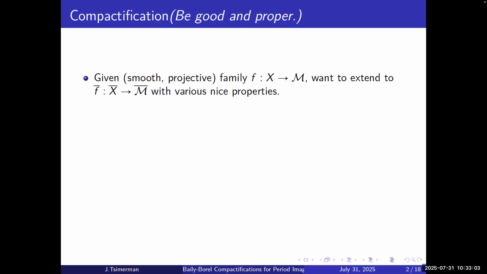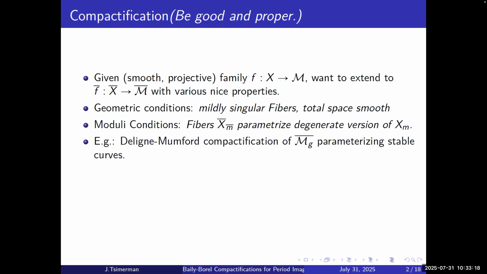You want various nice properties to hold. There's often many ways to compactify it. You're looking for a good one. So one thing you might want is some sort of geometric conditions. You might ask for the fibers to be only mildly singular, or of some particular form. You might ask for the total space to be smooth, various other things you can impose. From a moduli perspective, what you would like is for the fibers, even of the boundary that you added, to have some geometric properties, in particular to have an interpretation as some degenerate versions of the fibers you were studying before.